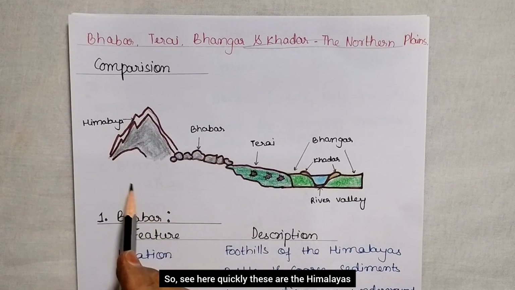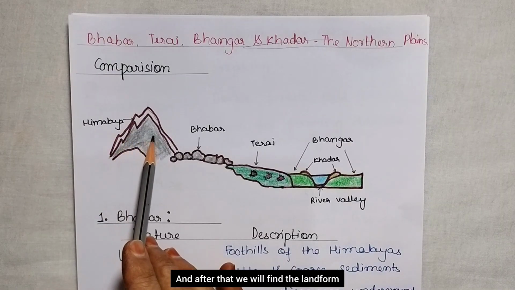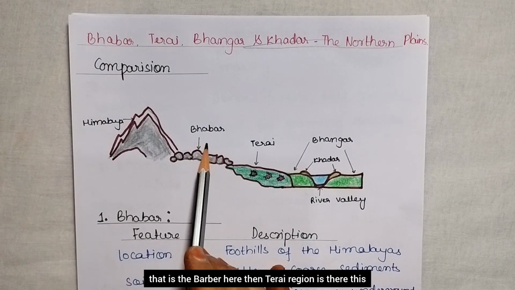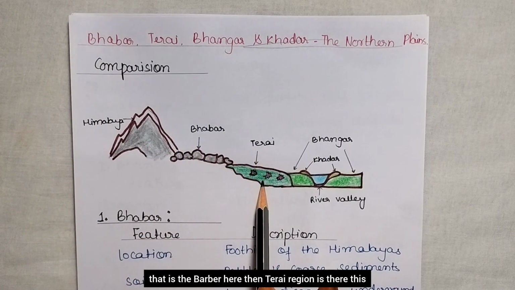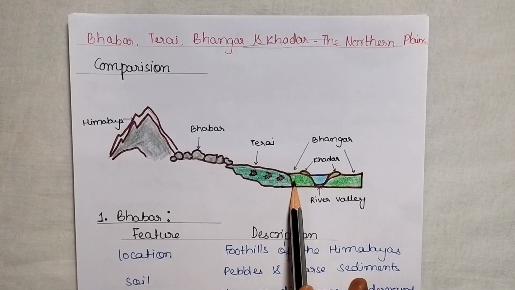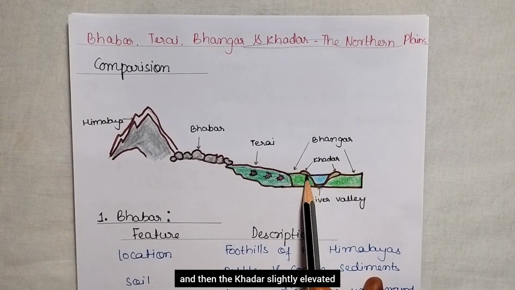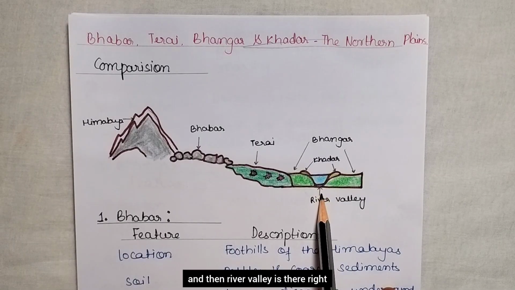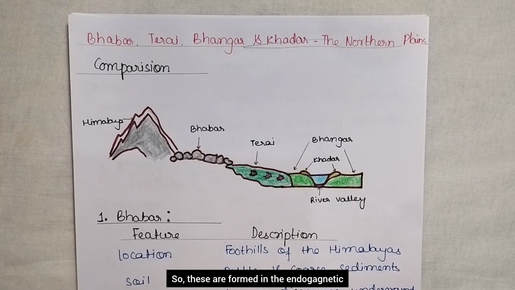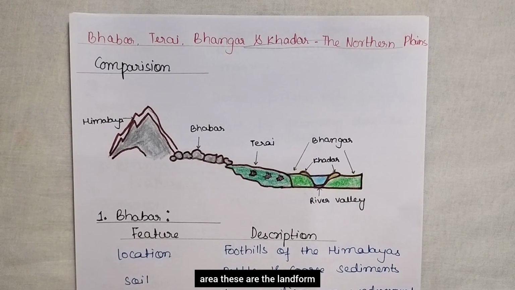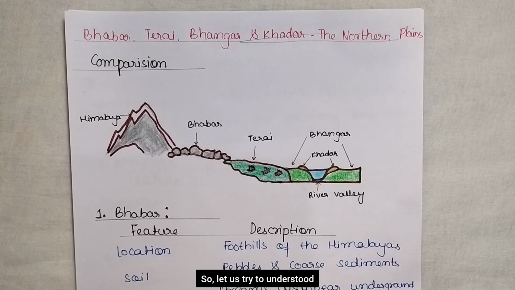So see here quickly, these are the Himalayas, and after that we will find the landform, that is the Bhabar, here. Then the Terai region is there. This dark green is the Bhangar area, and then the Khadar, slightly elevated, and then the river valley is there, right? So these are formed in the Indo-Gangetic area. These are the landforms. So let us try to understand.